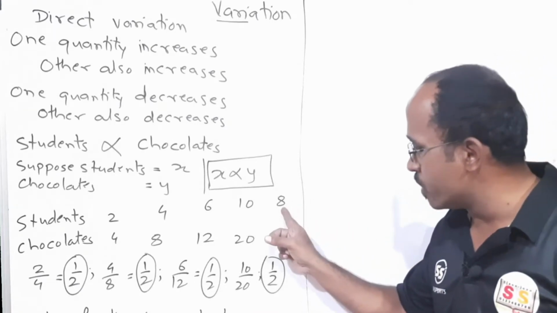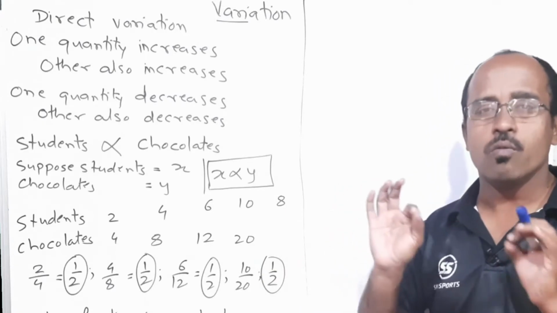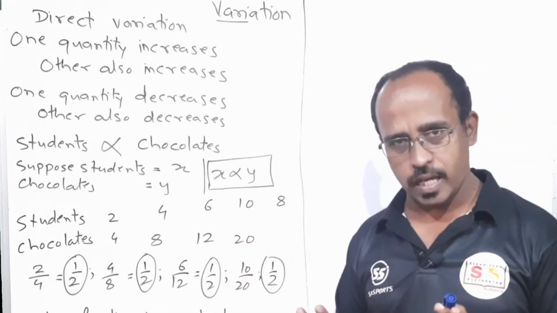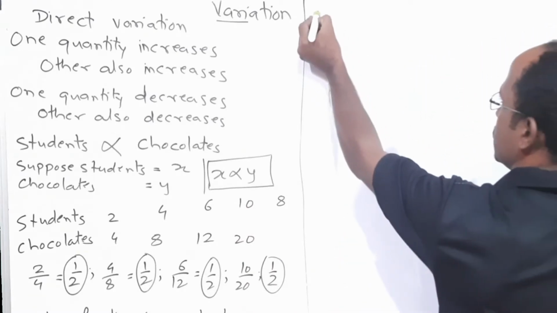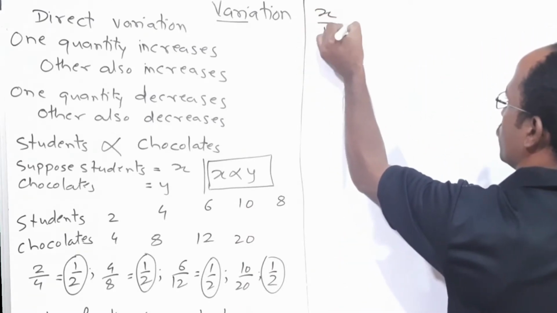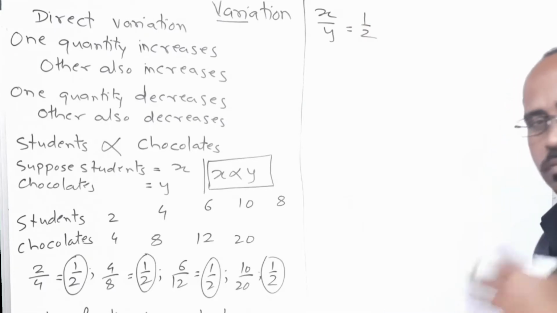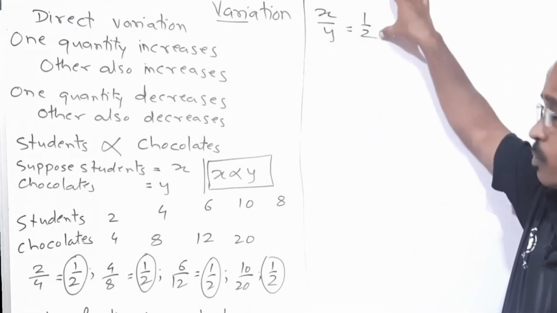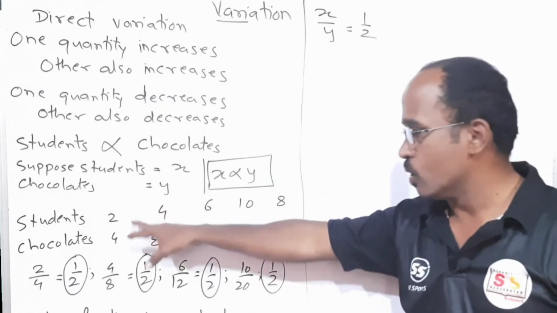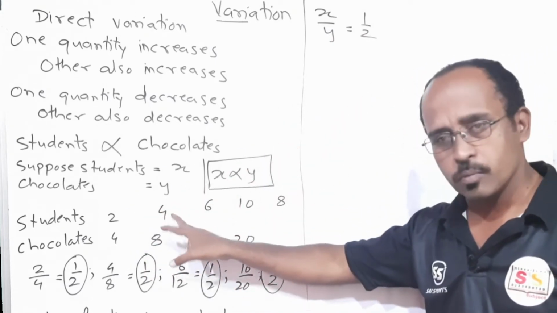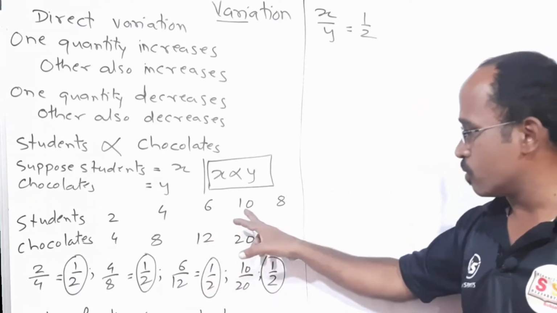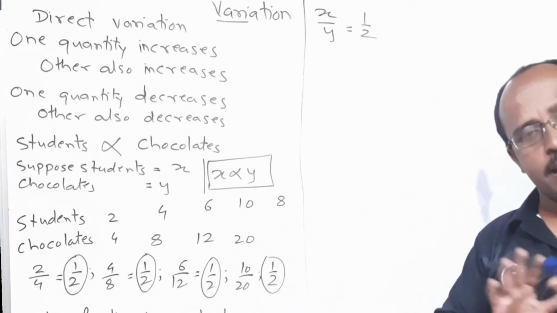Suppose the question is how many chocolates will be required for 8 students. What we have to do? First of all, just write the equation of the direct variation. What is the equation? The equation is x upon y is equal to 1 upon 2. There are multiple equations. You can write any one. You can write x upon y is equal to 1 upon 2, or 2 upon 4, 4 upon 8, 6 upon 12, 10 upon 20, any one.